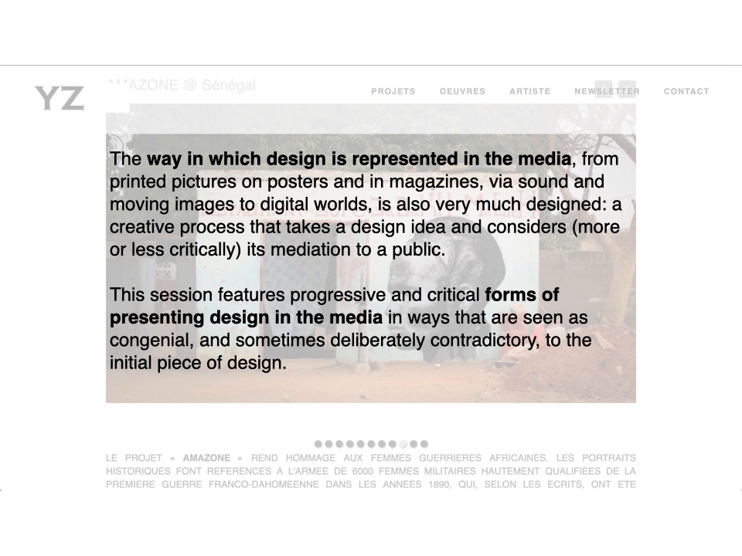So, one could say that the mediation in popular media or subversive media or experimental media is a creative process that takes a design idea and considers, more or less critically, which I think is an important point, its mediation to a public, however large that public might be. So, this is about progressive and critical forms of presenting design in the media through examples, in ways that are seen as congenial and sometimes deliberately contradictory to the initial piece of design, its concepts, its materials, its ideas.